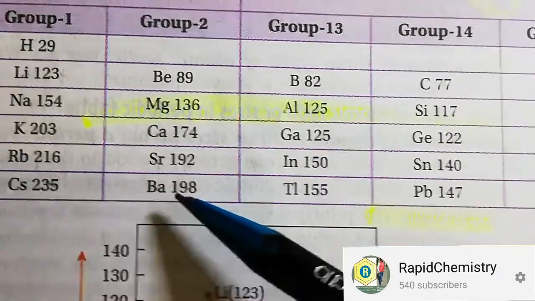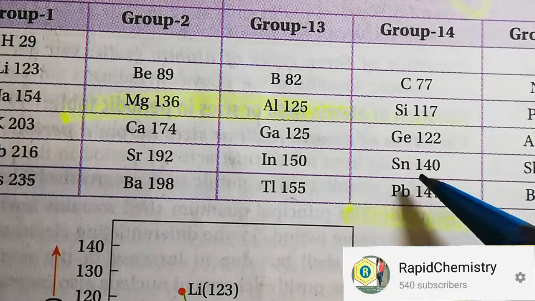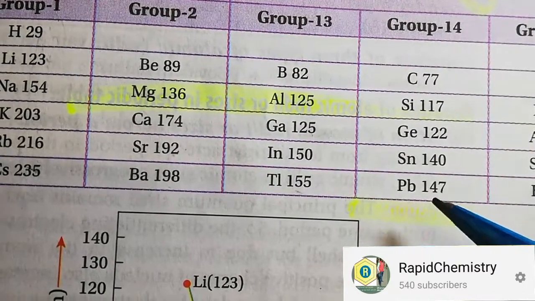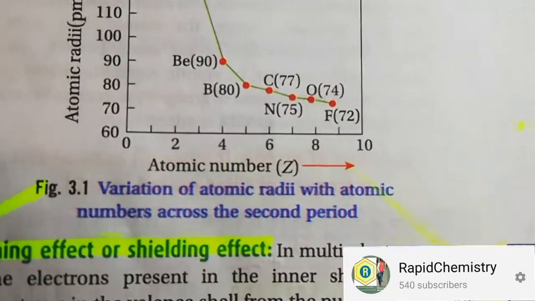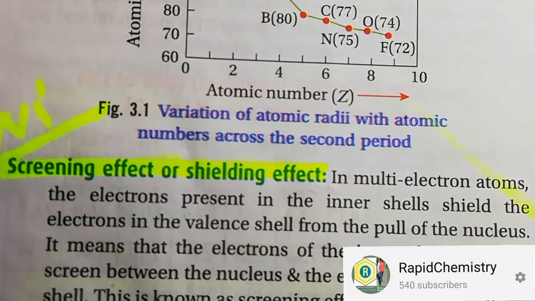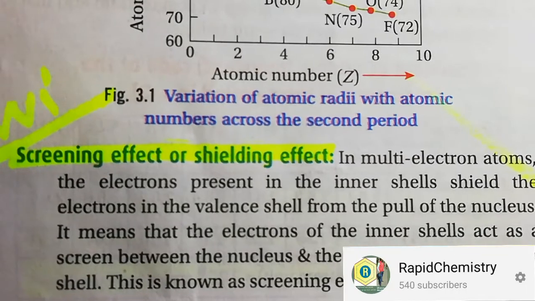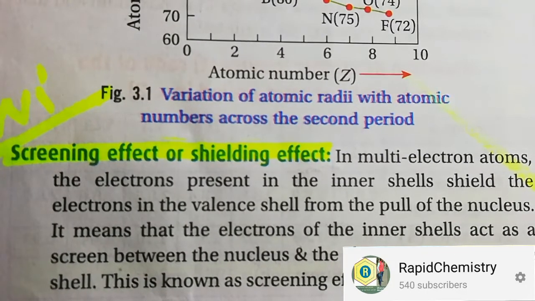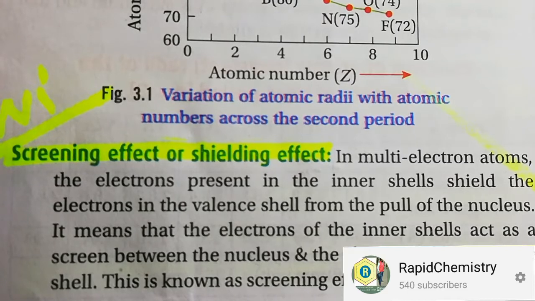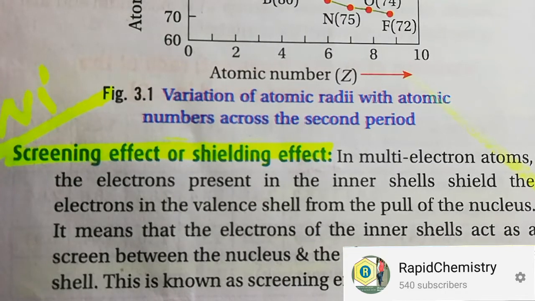It is only a small amount, and why is it so? That can be explained on the basis of the screening effect and shielding effect. So at first we'll discuss the screening effect and shielding effect. What is the screening effect and shielding effect? I will make it clear to you here.